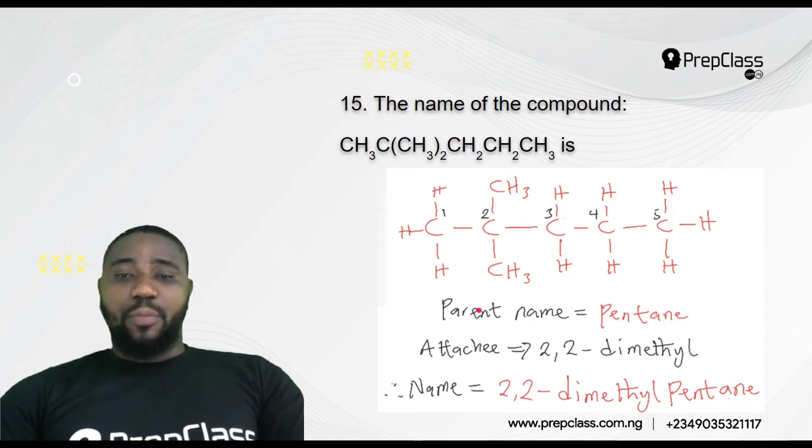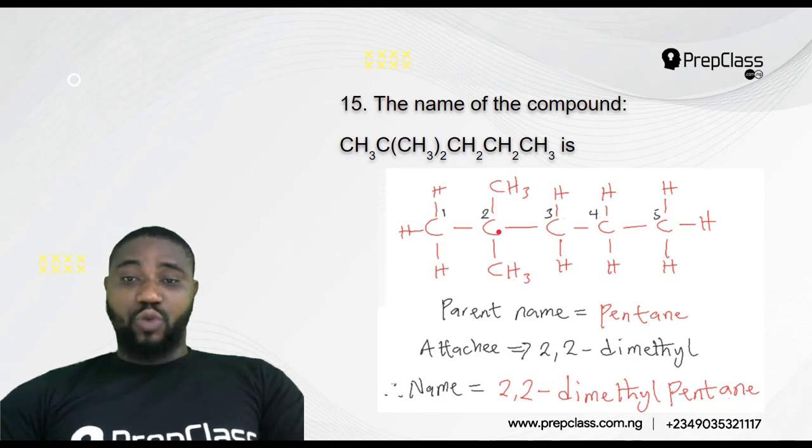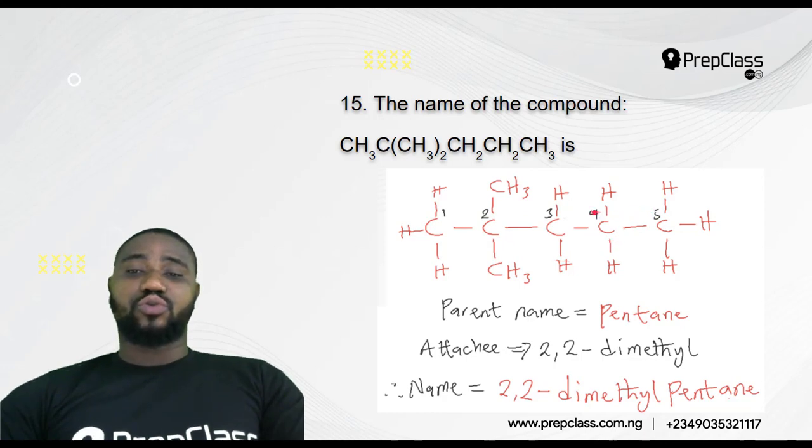So now for us to name the compound, we use the numbering system. For you to number, you number in such a way that this attachment, the methyl group or the alkyl group, has the lowest possible number. Now if you number from behind, you are going to be numbering 1, 2, 3, 4, 5. That will now give this methyl group 4, which is wrong. So you have to number in such a way that the methyl group will have the lowest possible number.